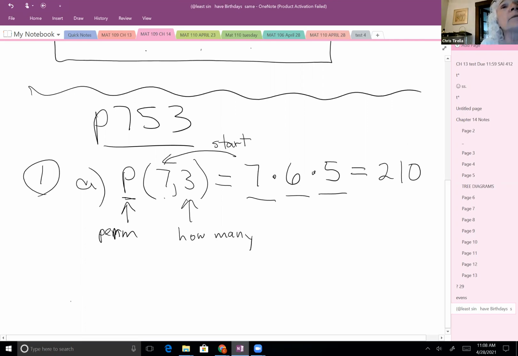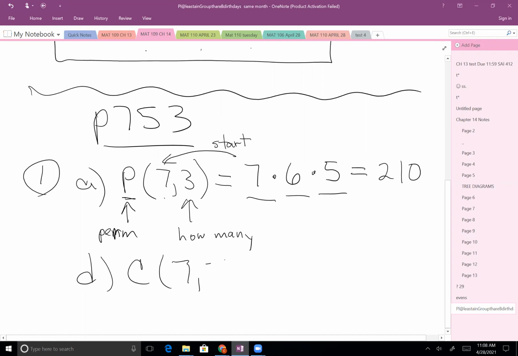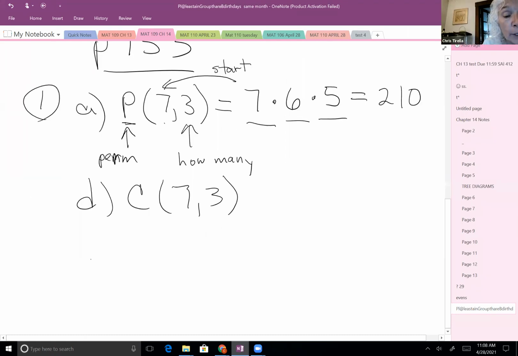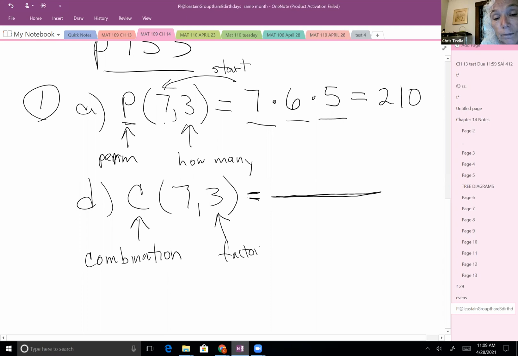Do you want to read me another one, please? C(7, 3). Now, this one's different because this one's a combination. And we had said that combinations are a smaller number than permutations, but they're related. So for combinations, we're going to make a fraction. This number factorial goes in the denominator. So 3 factorial would be 3 times 2 times 1. And then in the numerator, we're going to put the corresponding permutation, 7 times 6 times 5.